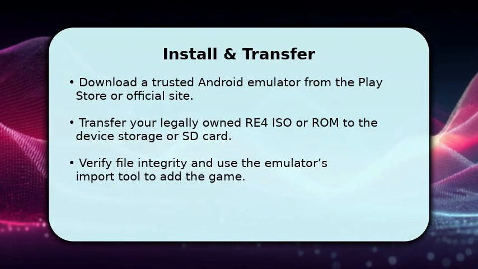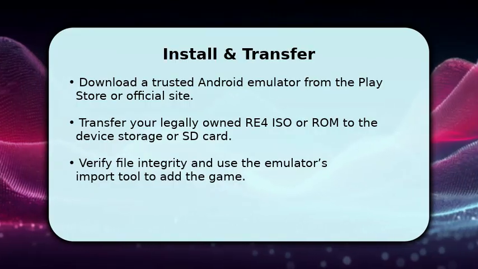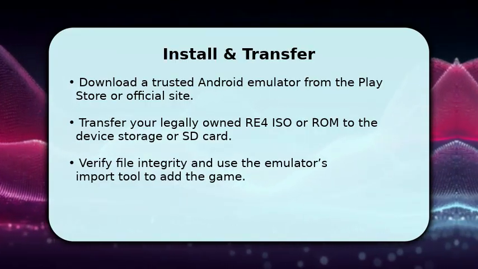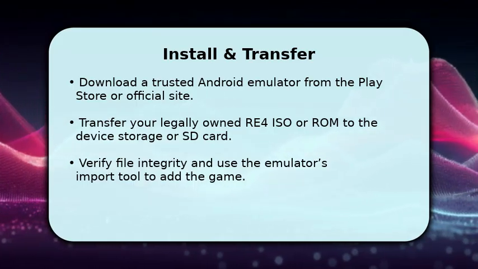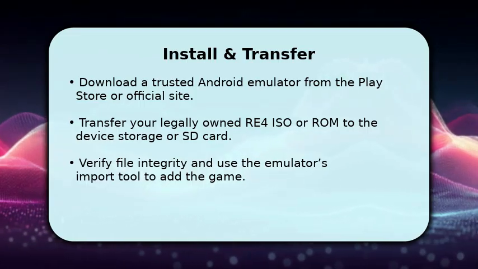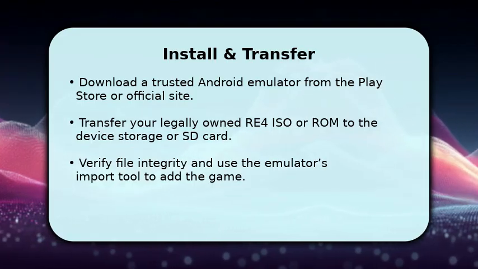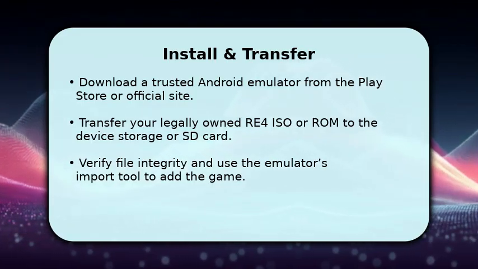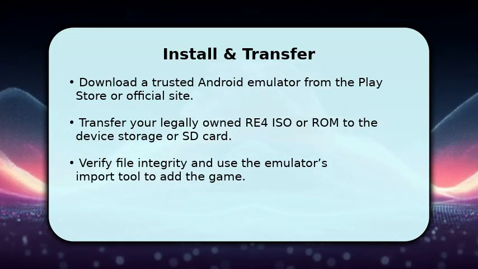In this video, I will explain how to play RE4 on Android. First, install a trusted emulator and grant storage permissions. Transfer your legally owned game image to internal storage or an SD card and confirm the file matches checksums. Use the emulator import feature to detect the game and set the path. If needed, extract compressed archives and keep backups. Avoid pirated files to prevent crashes and legal issues.